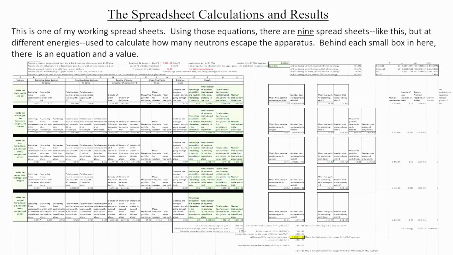I do my spreadsheet calculations. This is an example of a working spreadsheet. I don't expect you to read it. I just, there are equations in each one of these little boxes. I have 9 such spreadsheets looking like this, but at different energies. And these spreadsheets are used to calculate how many neutrons escape the apparatus. And like I said, behind each one of these teeny little boxes here is the equation and a number.